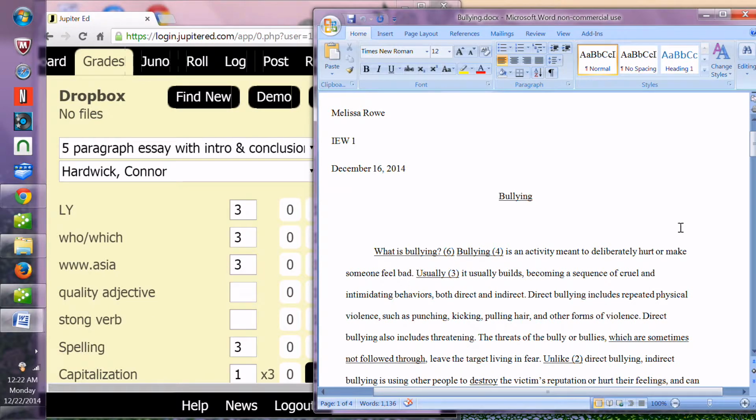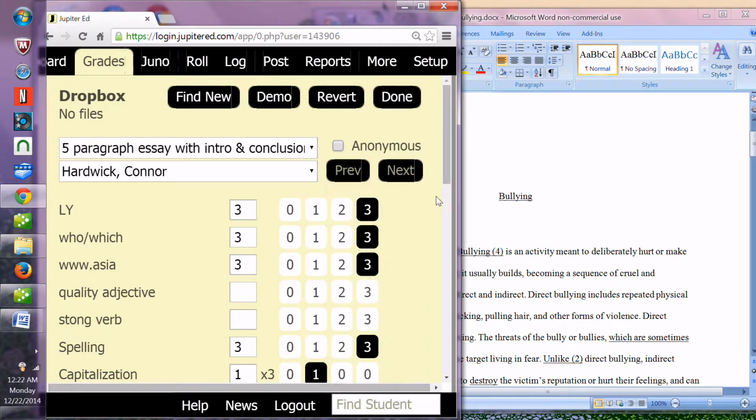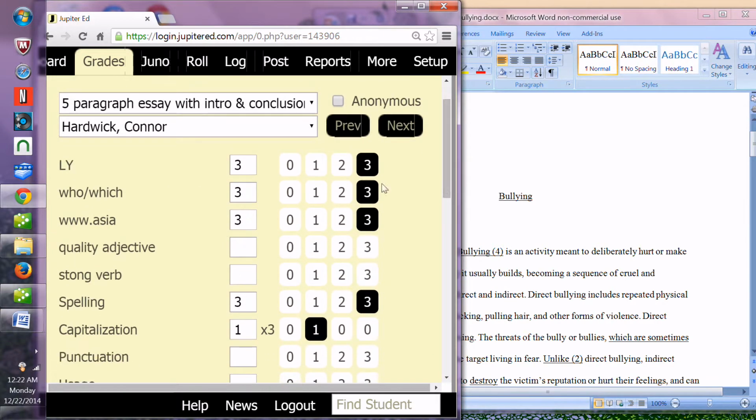Okay, Connor, let's go over your essay. Good job on your essay. You've got your body paragraphs together. I could tell that you wrote from your outline. I went through and looked for your dress-ups. I could find your LYs, your who whiches, your WWASAWBUs.